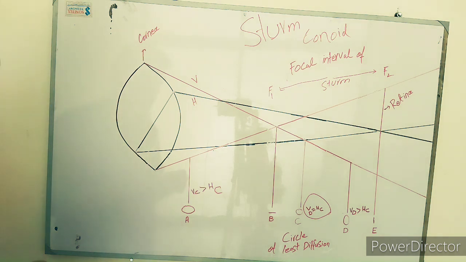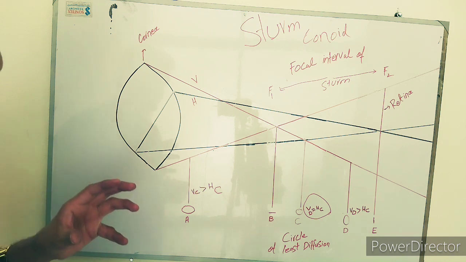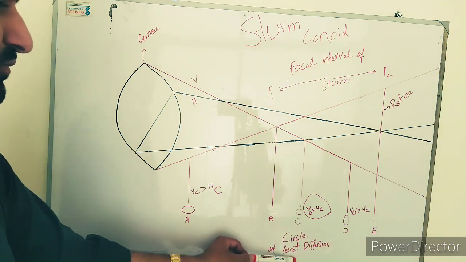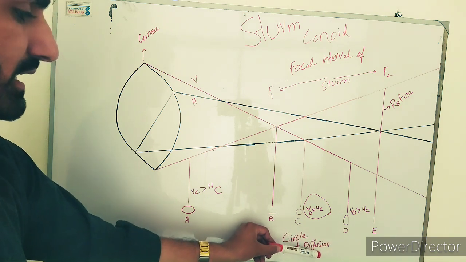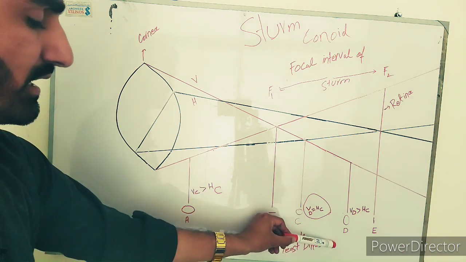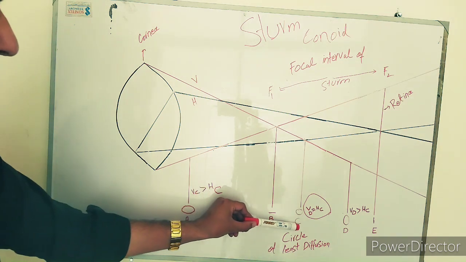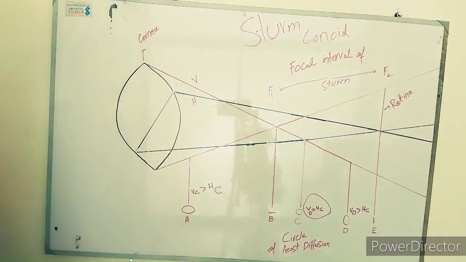Remember, the clearest image in the eye is formed at the circle of least diffusion. And one point you have to remember, the circle of least diffusion is very important from the examination point of view. Mostly examiners ask the question where the circle of least diffusion is located.